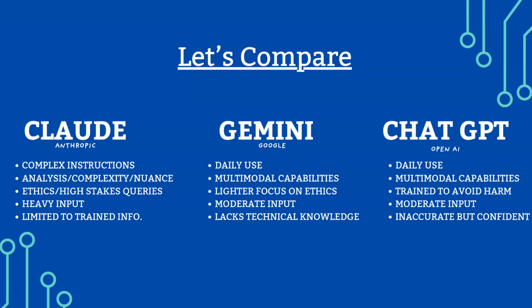ChatGPT is great for daily use, single shot prompting, even more complex prompts. It too has multimodal capabilities. It's trained to avoid harm. It'll handle moderate input. You have to choose in your settings for it to not train on your data, though. It doesn't do that by default. And one of the things that people criticize ChatGPT for is that it will produce very confident responses. The tone of the output and the response is very confident, but people sometimes see that there's inaccuracies there.